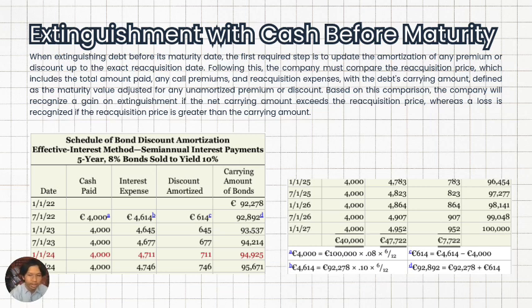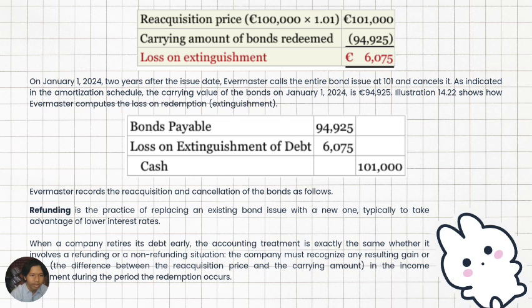So to illustrate this, we use the Evermaster bond issued at a discount on January 1st, 2022. These bonds are due in 5 years. The bonds have a par value of 100,000 euro, a coupon rate of 8% paid semi-annually, and were sold to yield 10%. So on January 1st, 2024, 2 years after the issue date, Evermaster calls the entire issue at 101 and cancels it, as indicated in the amortization schedule.